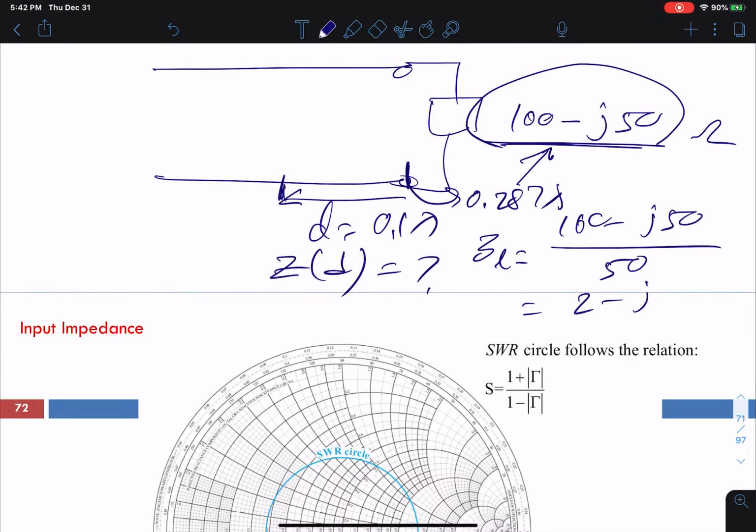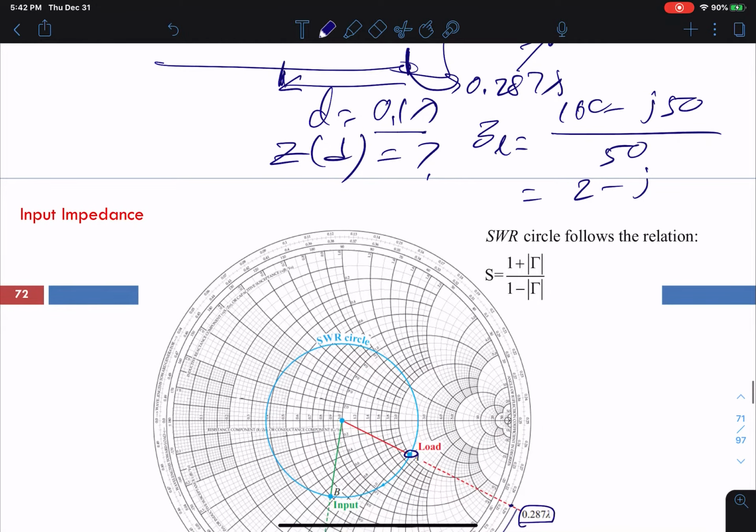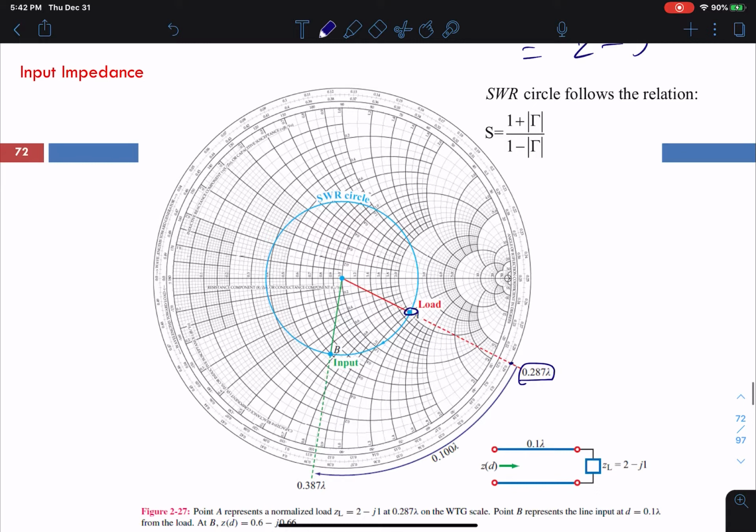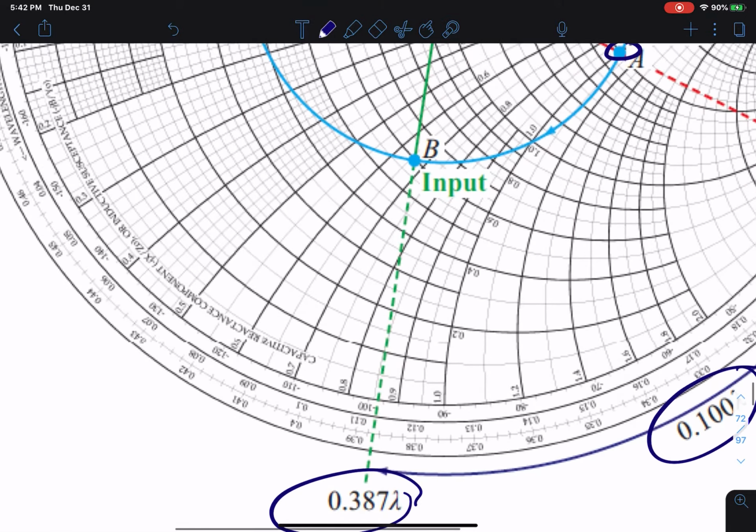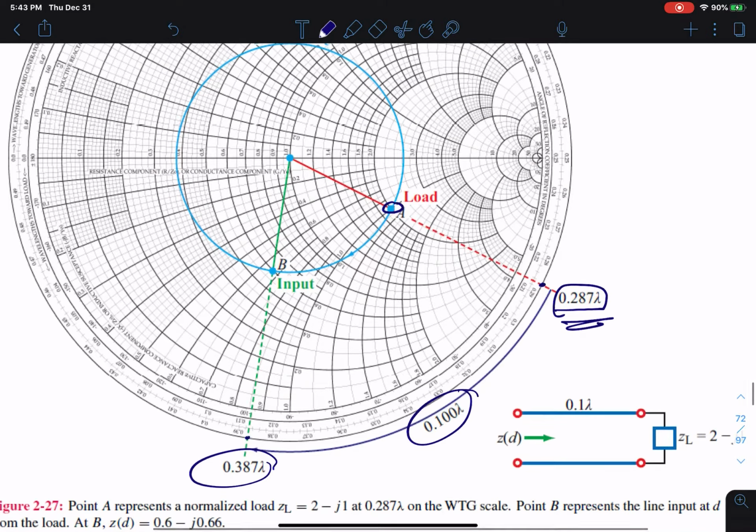This point over here is 0.287 lambda, right? So I have to go 0.1 lambda towards the generator. So remember that if you go clockwise, you go towards the generator. So from here, if I add 0.1 to this, I'm gonna get 0.387 lambda, right? So I'm gonna find the point at 0.387 lambda. Then I'm gonna draw a line from that point to the center. That line right here, the green one.